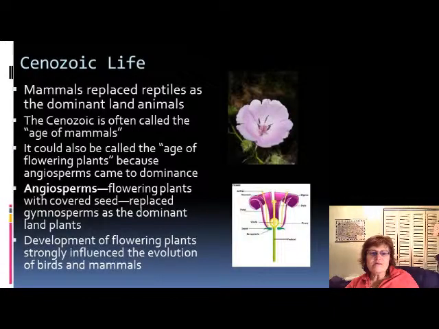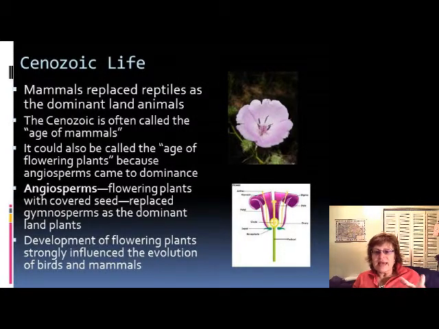And the Cenozoic life. The mammals, of course, replaced the reptiles as the dominant land animal, and therefore the Cenozoic is often called the age of mammals. It could also be called the age of flowering plants because angiosperms came to dominate the earth. Angiosperms, or flowering plants with covered seed, replaced gymnosperms as the dominant land plants. When you have covered seed, it's much safer than a seed that is just not covered and either happens or doesn't happen.